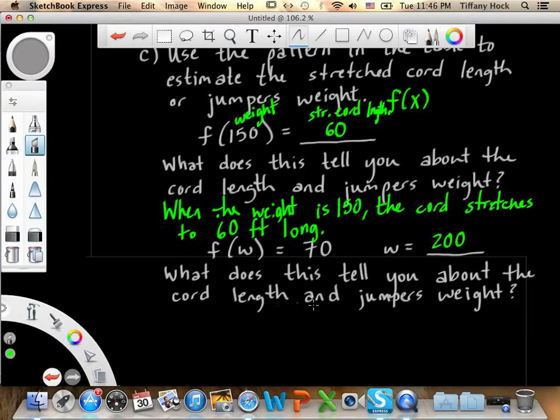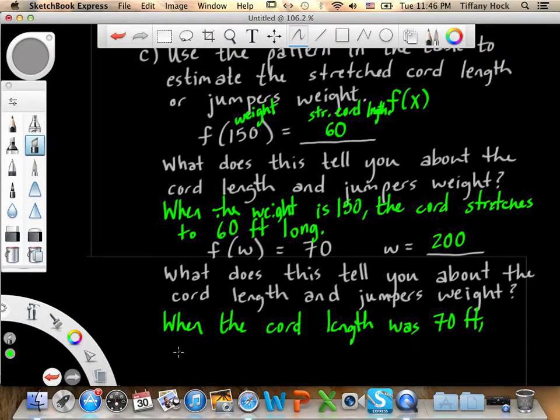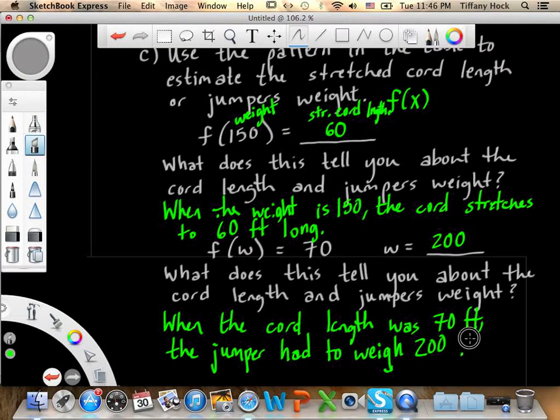So what does this tell us about the cord length and jumper's weight? Well, this time we knew that when the cord length was 70 feet, that means the jumper had to weigh 200 pounds. Okay? Had to weigh 200 pounds.